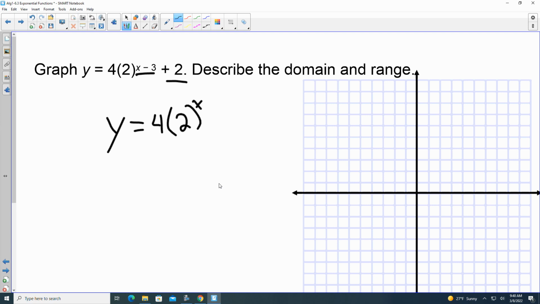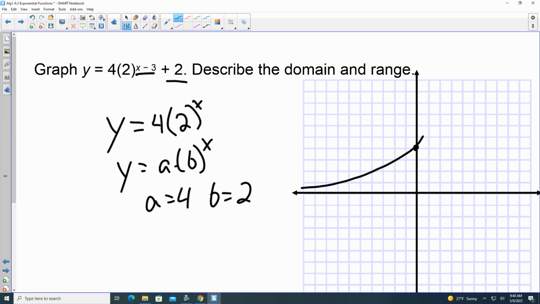Going back to this form, a is 4, b is 2. My y-intercept is 4, 1, 2, 3, 4. It's right here. And b being greater than 1, it's exponential growth. My graph would look something like this. This is what this graph would look like.